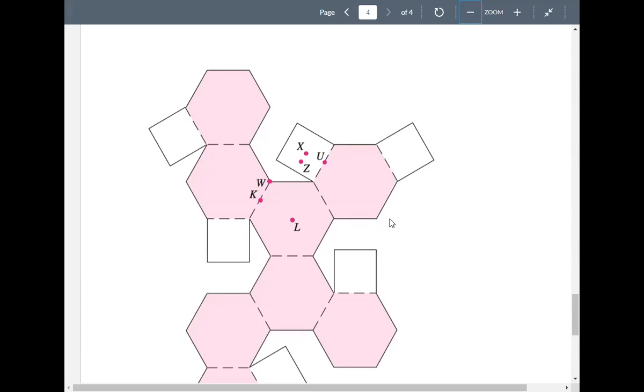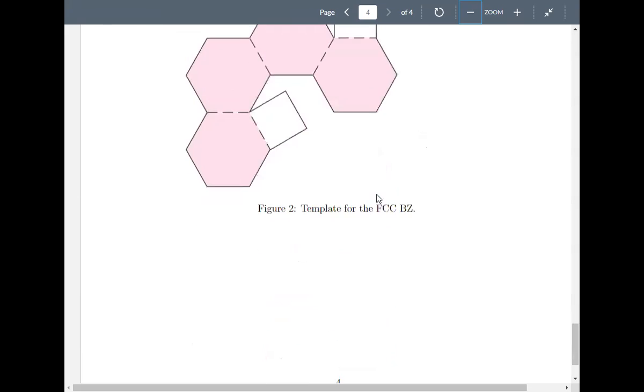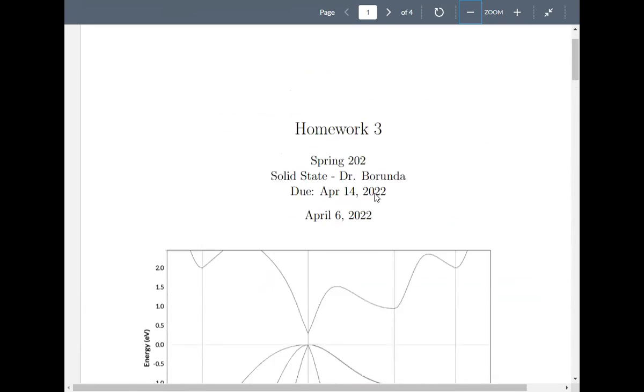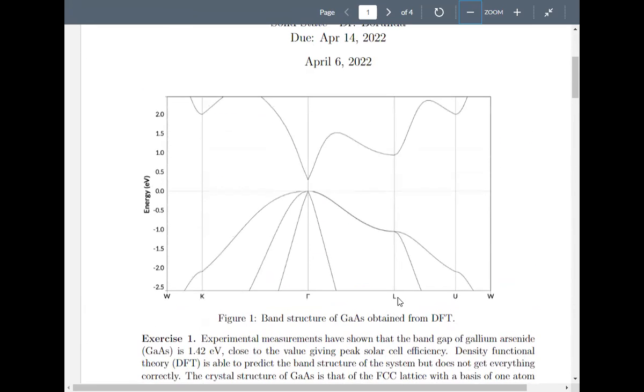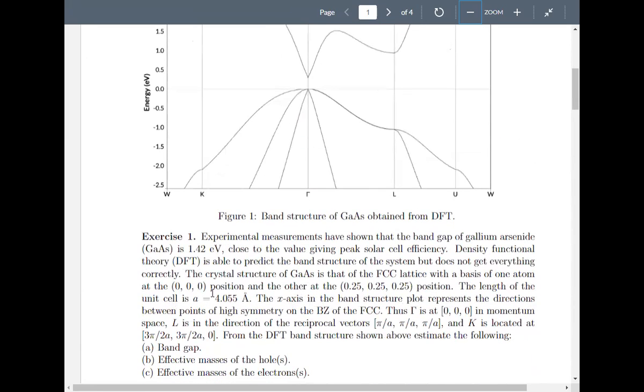So let's go back to the band structure, thinking about that figure, right? So if we grab the band structure, over here, this is L. So this guy is 0, 0, 0, and I'm giving you the value right here. Gamma is at 0, 0, 0 in momentum space, right? And this L is in the direction of the reciprocal vectors, pi over a, pi over a, pi over a. Does that make sense?